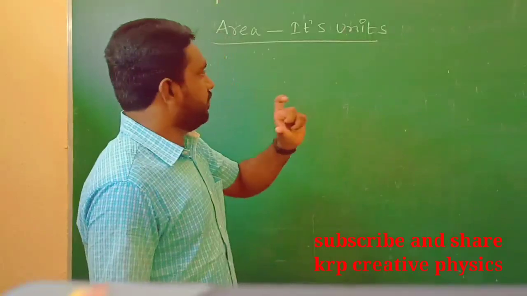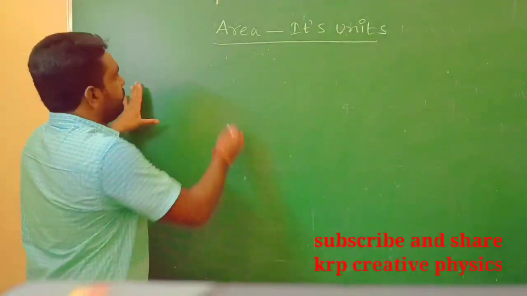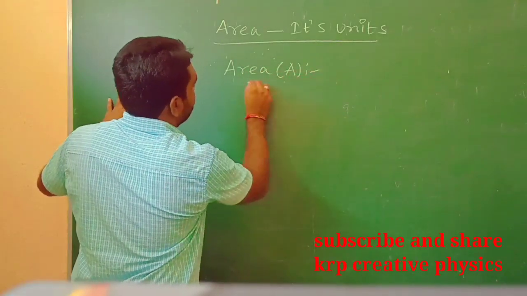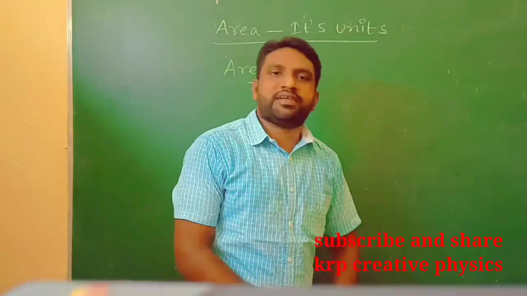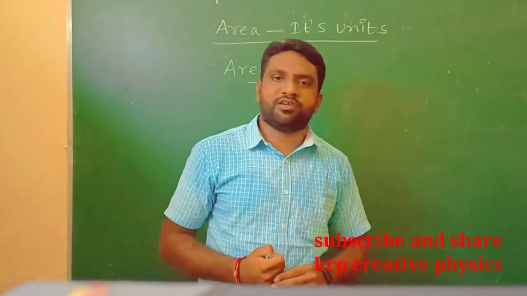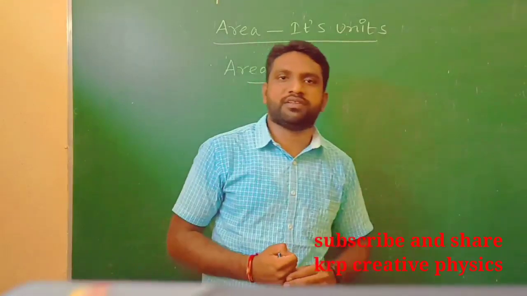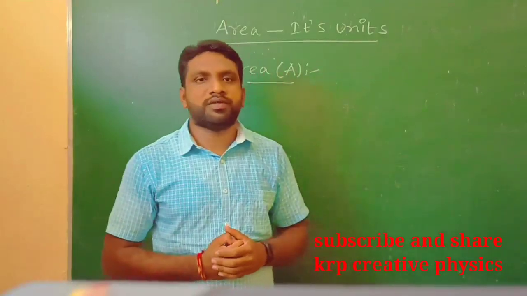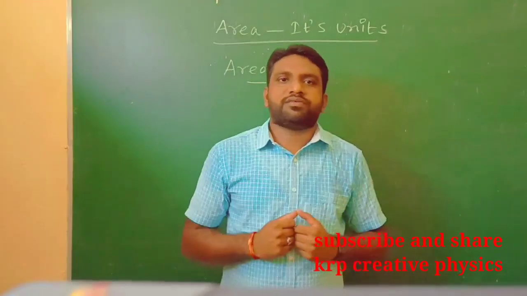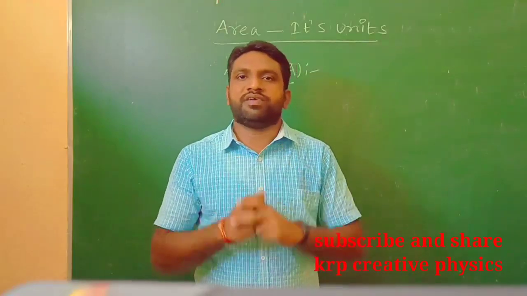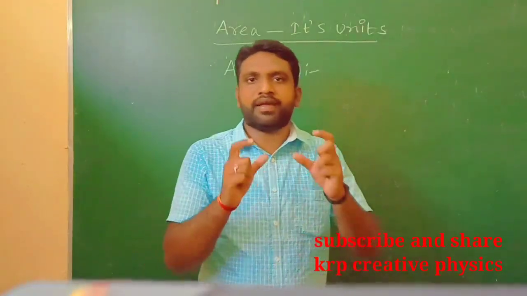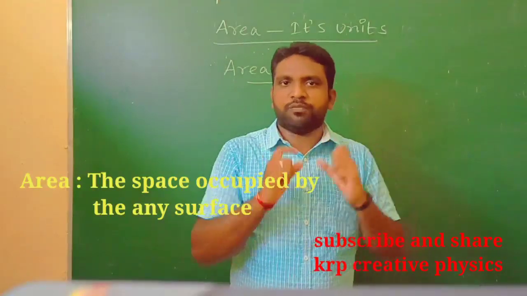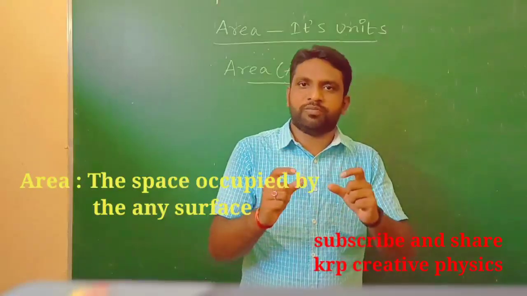First, let's learn what is meant by area. Area is denoted with capital A. So what is meant by area here? Basically, area is a two-dimensional physical quantity. That means it is related to length and breadth. These are the two dimensions. The amount or space occupied by any surface of an object is said to be its area.